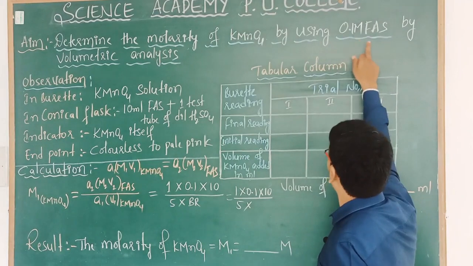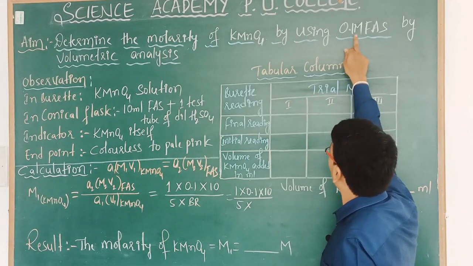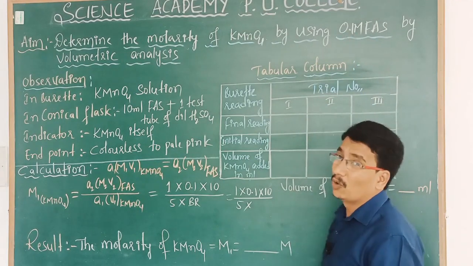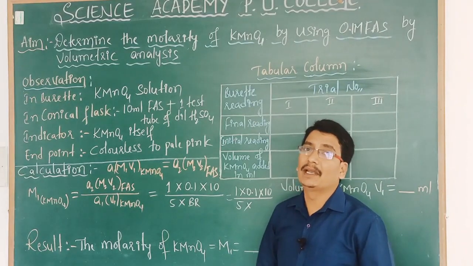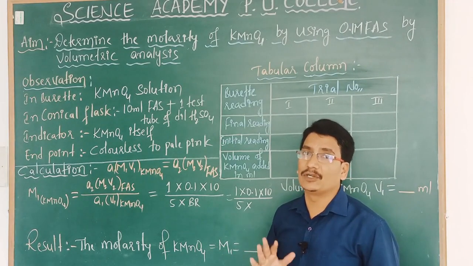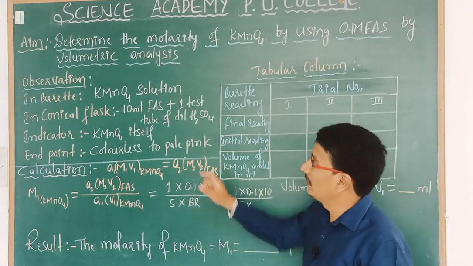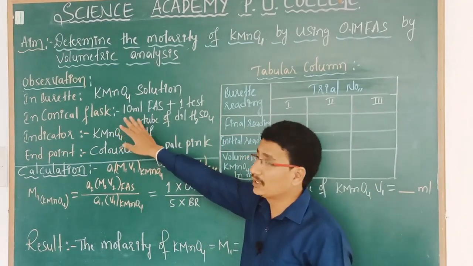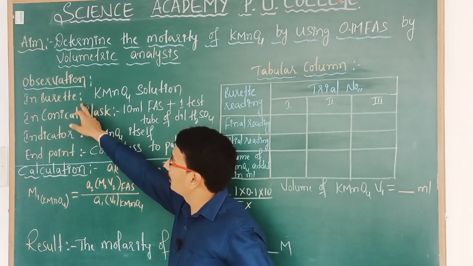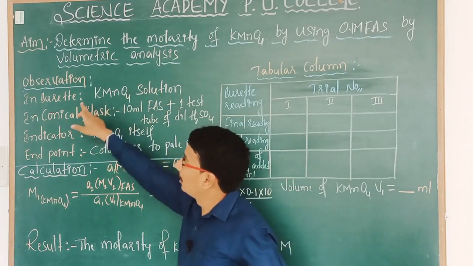Here FAS is the standard solution because the molarity of FAS is 0.1 M. In the beginning, we have to write the observation. These are the points that we have to write in the examination. Only the observation. In observation, it is in burette. We have to take the KMnO4 solution in burette.